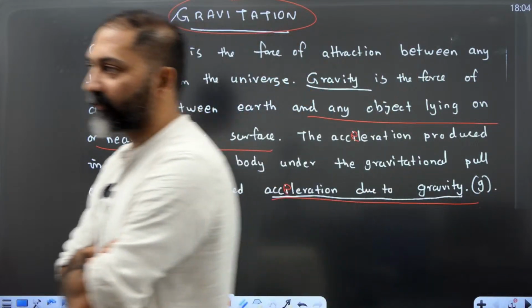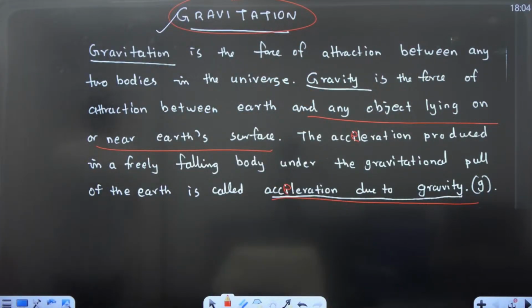What about others? Please note it. Those who have joined lately, we have started the gravitation chapter. It is one of the easiest chapters, and it's very important also. You can expect some direct questions. In the entrance exam you can expect a minimum of one question, and in some question papers you can expect two questions from gravitation.